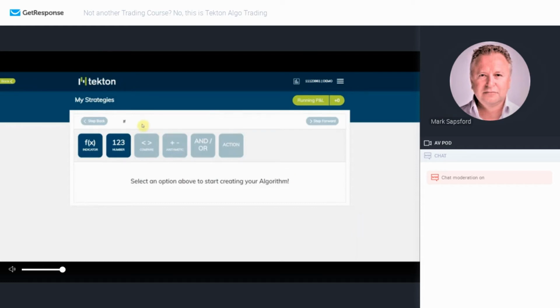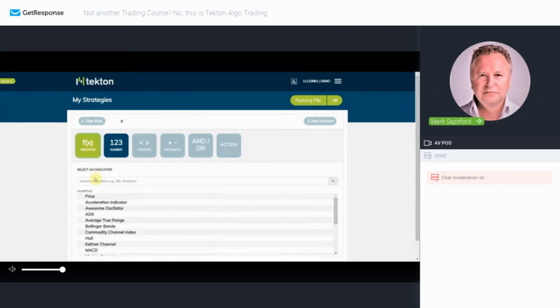So the first thing is the word if is pre-populated. So we want to get to a moving average cross. So we simply click the indicator. Notice the indicator icon here is exactly the same as the indicator icon on Tekton Trader, the charting software. It couldn't be simpler. We click there and we choose from our drop down menu moving average.